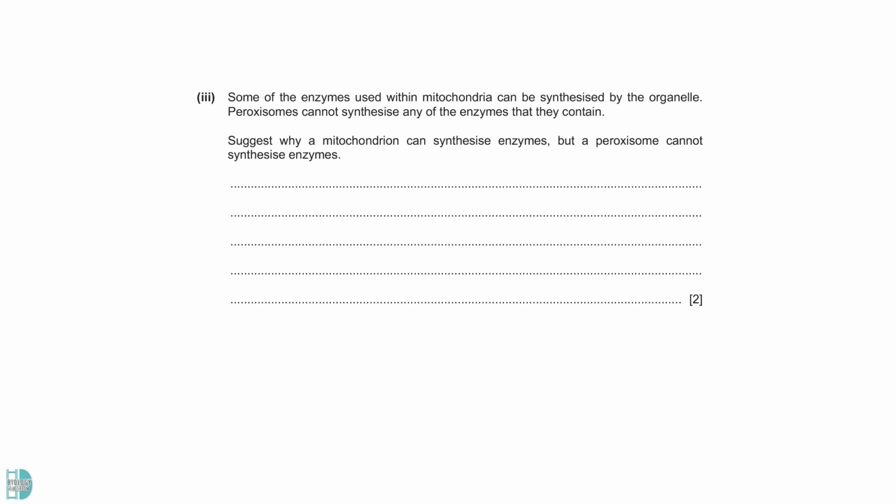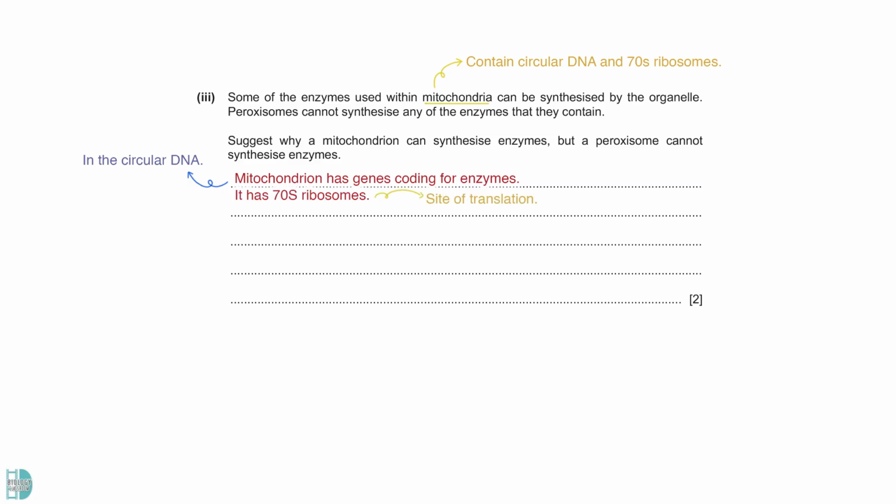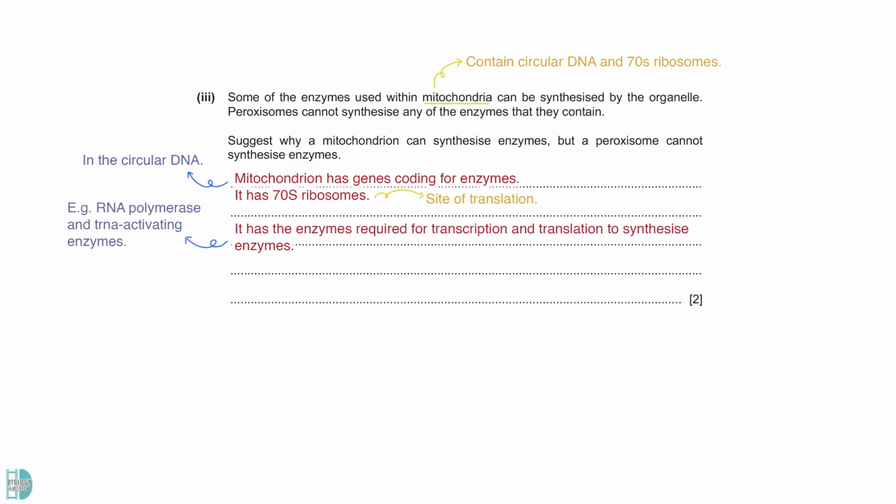C3. Suggest why a mitochondrion can synthesize enzymes, but a peroxisome cannot synthesize enzymes. One special feature of mitochondria is that they contain circular DNA and 70S ribosomes. The circular DNA contains genes that code for enzymes needed in the organelle. 70S ribosomes can be the site of translation. It also has the enzymes needed for transcription and translation to take place. This leads to the synthesis of enzymes. Examples of such enzymes include RNA polymerase and tRNA activating enzymes. Since it is the site of aerobic respiration, it can produce ATP needed for enzyme synthesis.